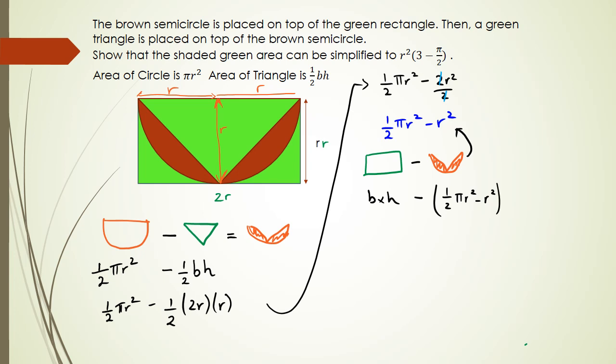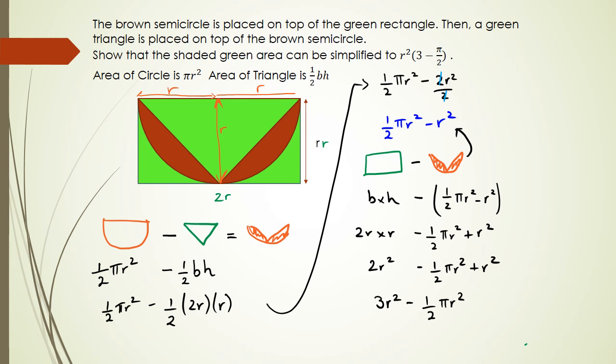Now base times height, so we've got 2r times r minus half pi r squared. I'm just going to take everything out of the brackets, plus r squared. So expanding this out, we're going to get 2r squared minus half pi r squared plus r squared. So we can simplify this as 3r squared minus half pi r squared.